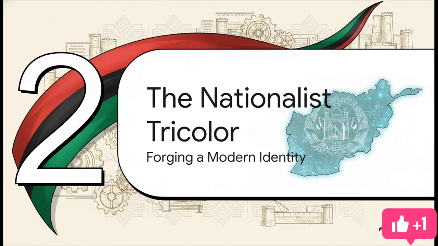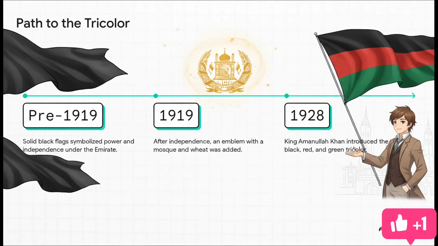All right, so let's dig into that first vision. Let's see how modern nationalism first tried to stamp its identity onto the country's flag. For centuries, it was pretty simple. Afghan rulers used solid black flags, mostly to project power and independence. But then, 1919 happens. They gain independence from Britain, and a modern emblem gets added. Just 9 years later, the modernizing king, Amanullah Khan, gets back from a trip to Europe. He's full of new ideas, and he introduces the nation's very first tricolor.